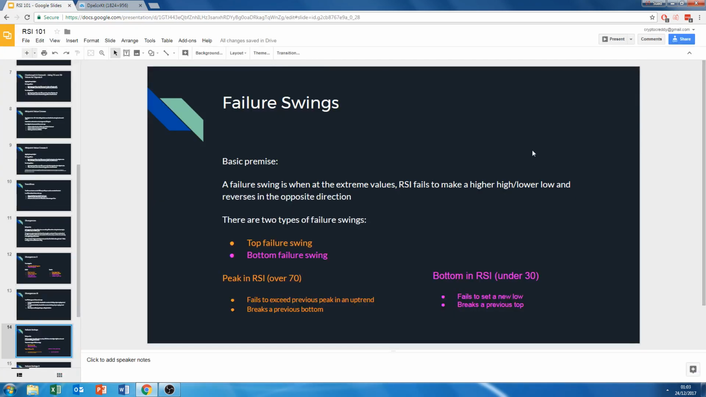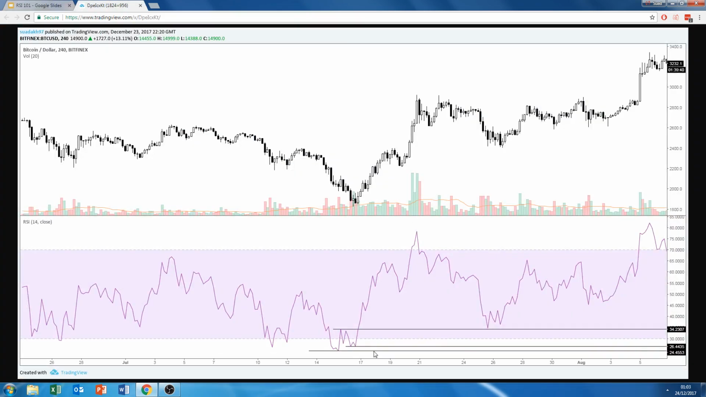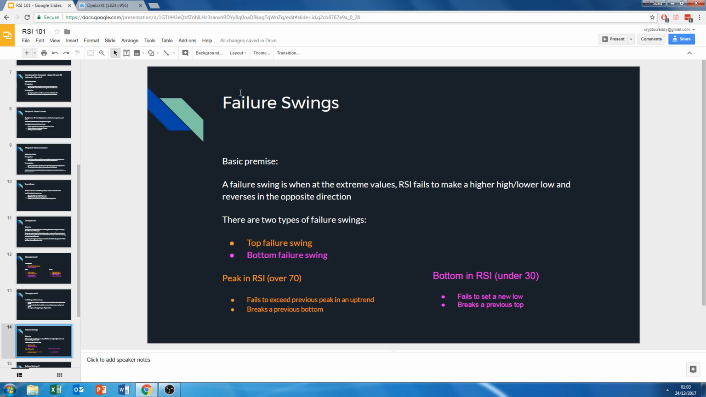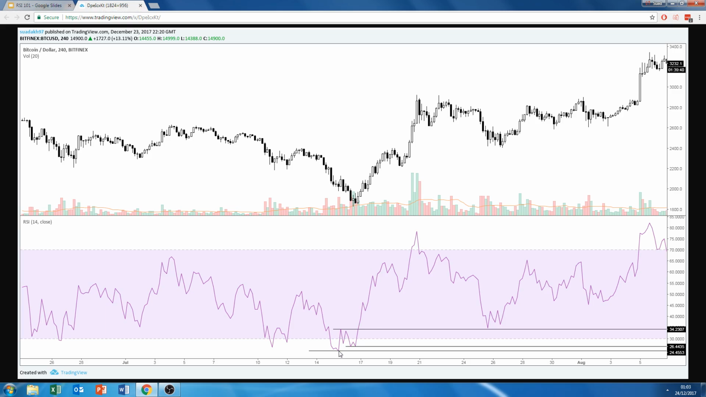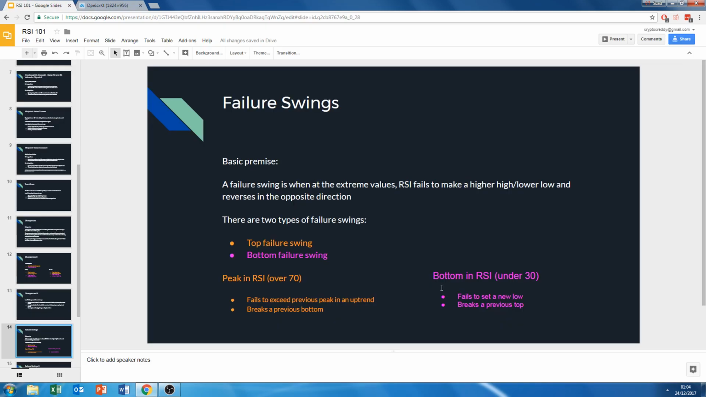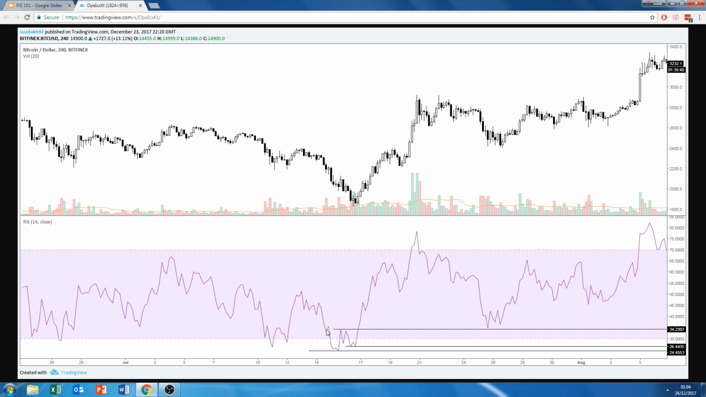Let's see if it meets our criteria. Bottom in RSI under 30. Yes, this is all happening in the extreme value. RSI fails to set a new low. This is the first low. Did it set a new low? No, because this level is higher than this one. And then breaks a previous top.